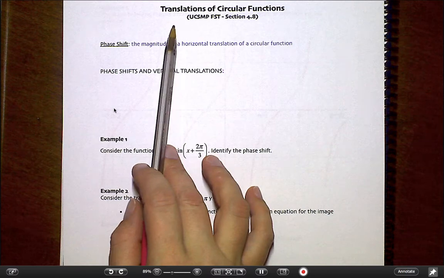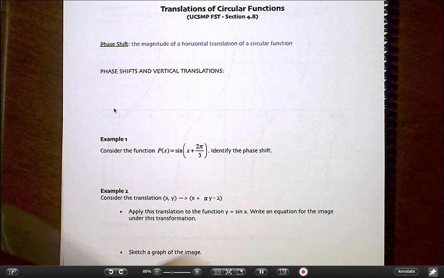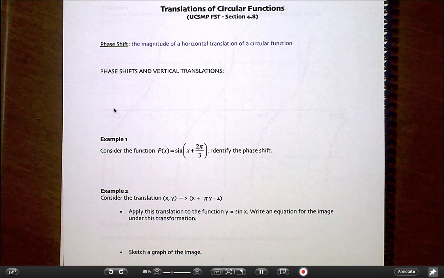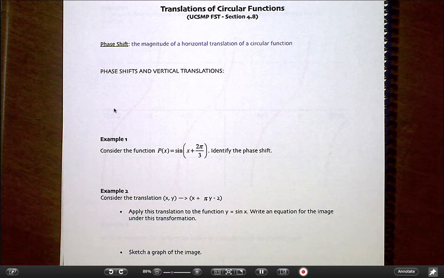Today we're talking about translating circular functions. Okay, yesterday we were talking about scale changes. So we were talking vertical stretches, horizontal stretches, things like that. Now we're going to be picking up these graphs and moving them around. Okay, sliding them up, down, left, right, things like that.